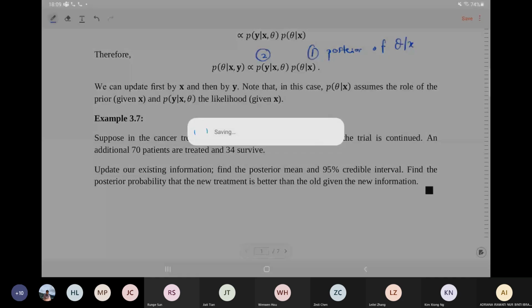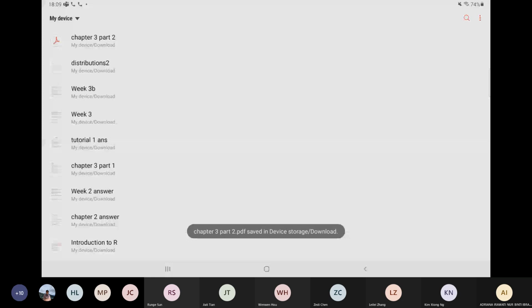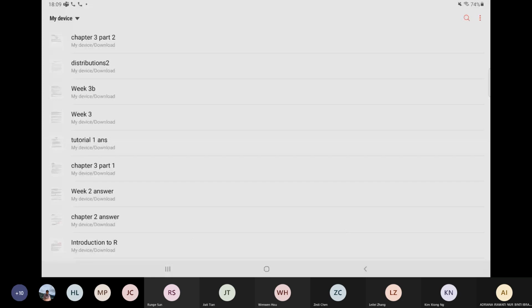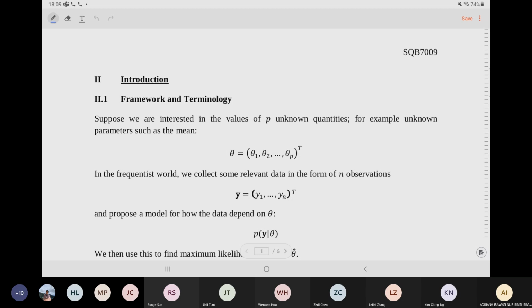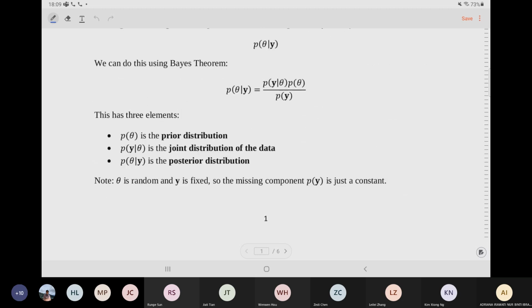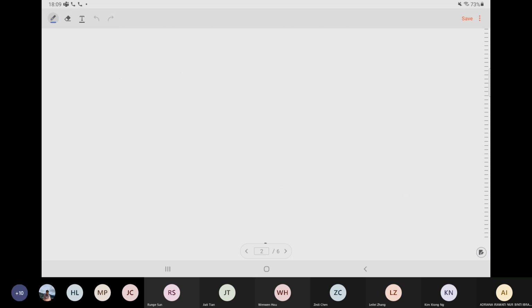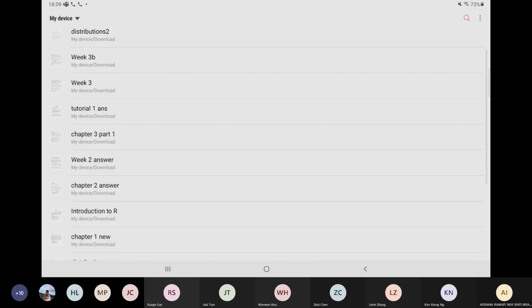If we look back at, do I have, okay, I have this chapter 2, maybe. Yeah, okay. So if you look at our example, oh sorry, this one is without.